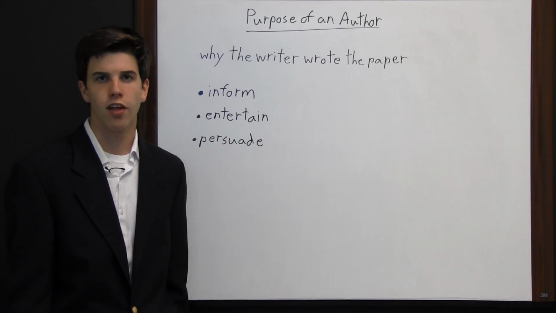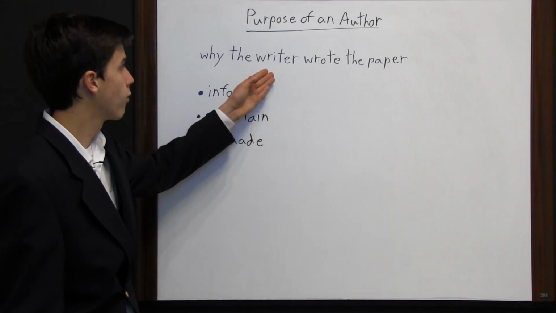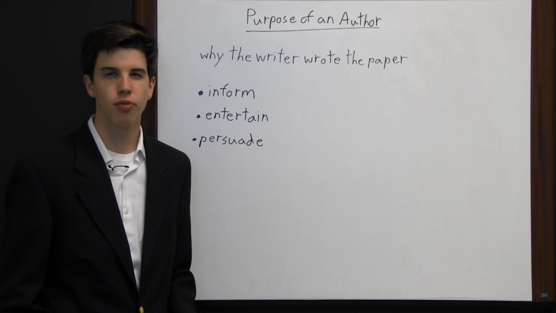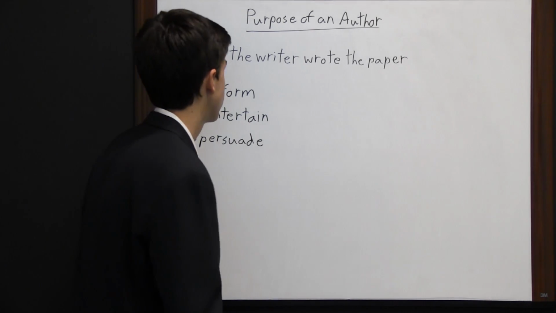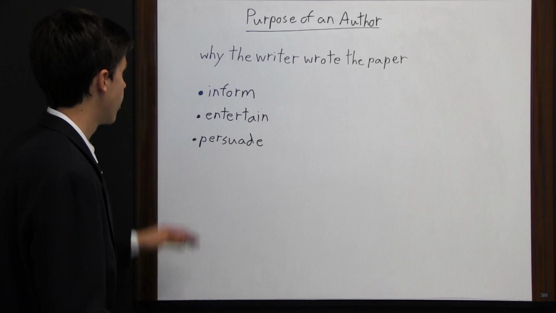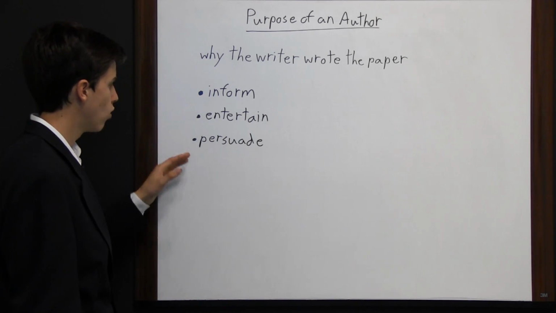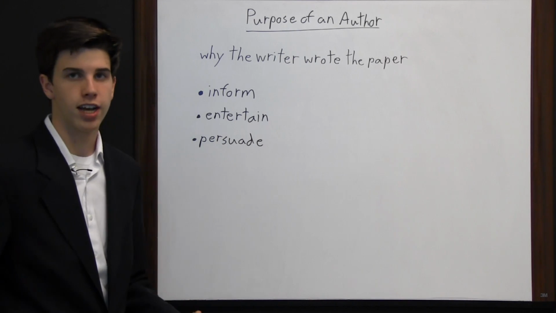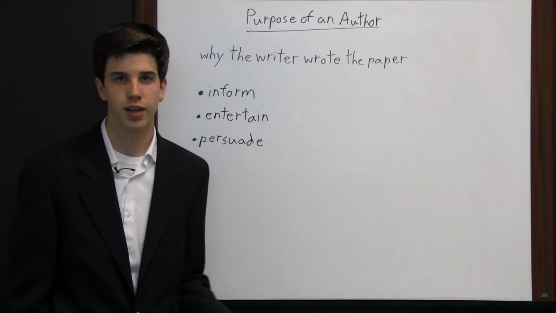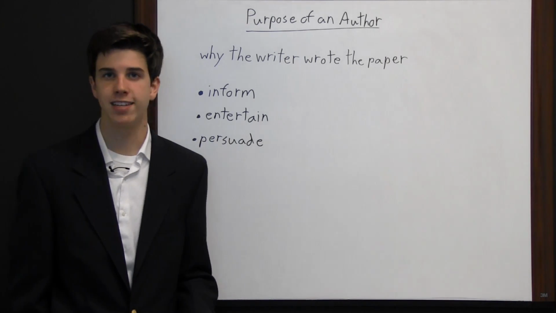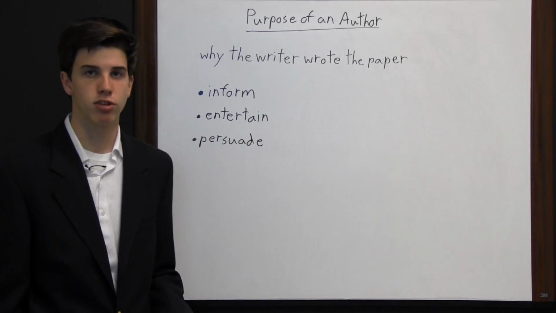The purpose of an author is basically why the writer wrote the paper. It's what motivated them to write something. So there are three basic types of motivations or purposes of an author. They either wrote something to inform, entertain, or persuade. So it's important as a reader to understand the purpose of the author because it helps you better understand the text. So generally, it's pretty easy to determine what type of paper something is.